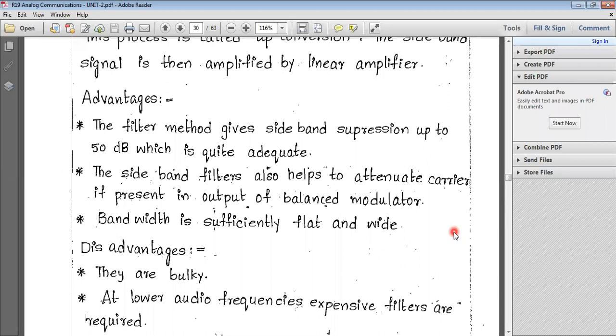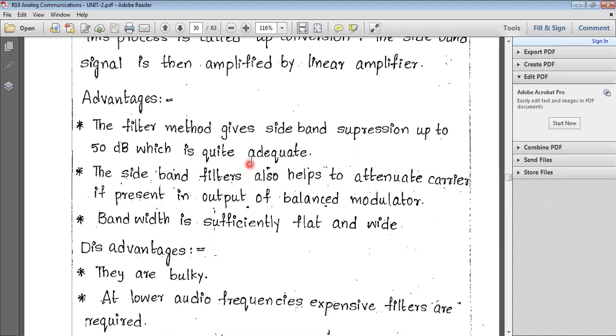And the second advantage is the sideband filter also helps to attenuate the carrier if present in the output of the balanced modulator. Already in this technique, we use a balanced modulator. What is the output of the balanced modulator? The output is DSB-SC, that is double sideband with suppressed carrier. If any carrier is present, that carrier is also suppressed with the help of the band pass filter at the output of the balanced modulator. So that is one of the advantages.